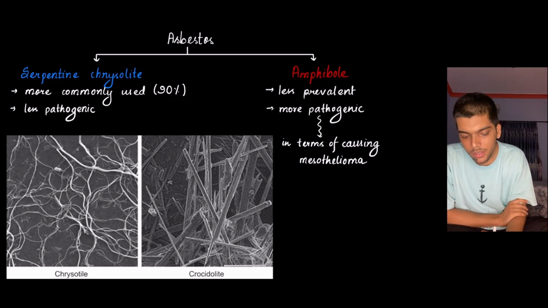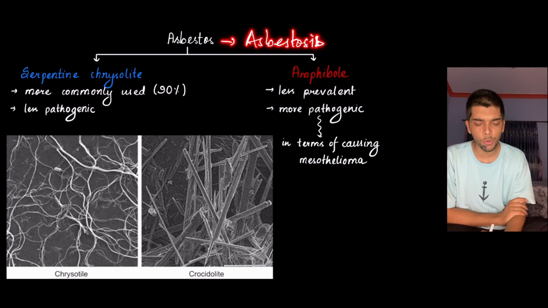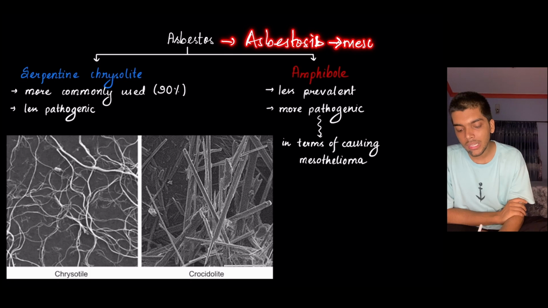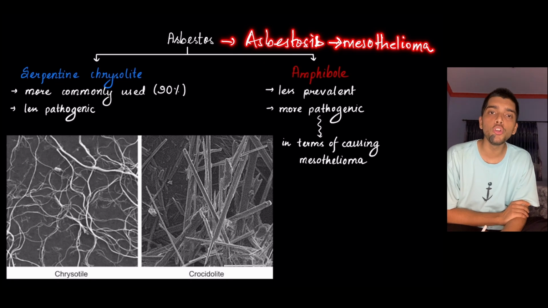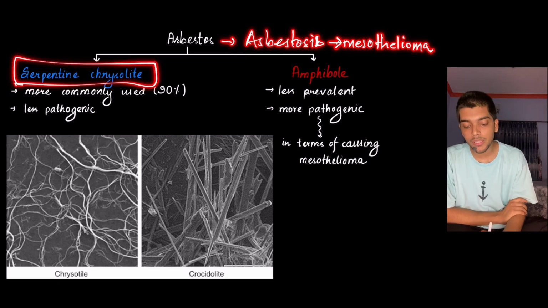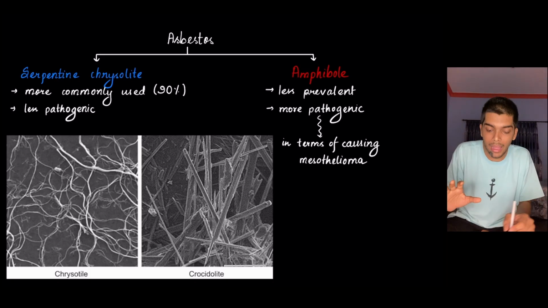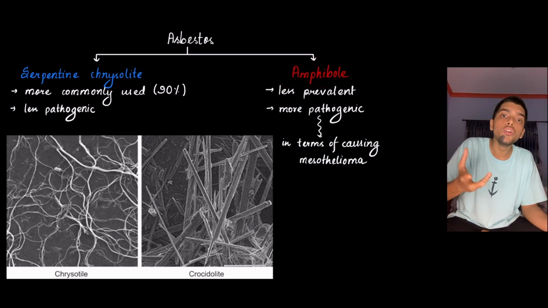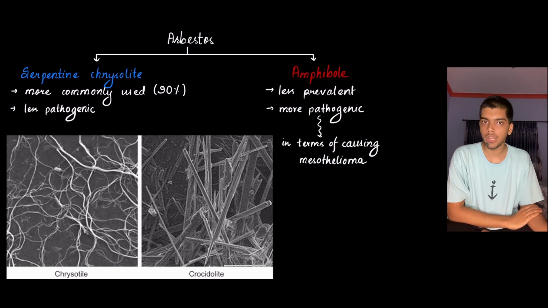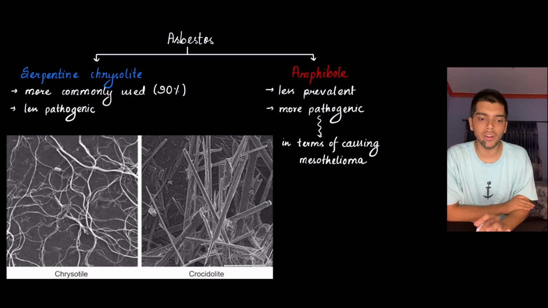See, asbestos causes asbestosis, right? Asbestos causes asbestosis, which is a pneumoconiosis. Now, asbestosis has the tendency to develop into mesothelioma. What is mesothelioma? Mesothelioma is the malignant tumor of the lung pleura. So out of these two different forms of asbestos, amphibole has the higher tendency to cause mesothelioma. All right. What's the reason behind it? The reason is the aerodynamics of the particle structure. This is what I mean.